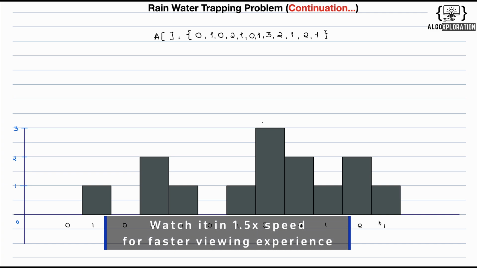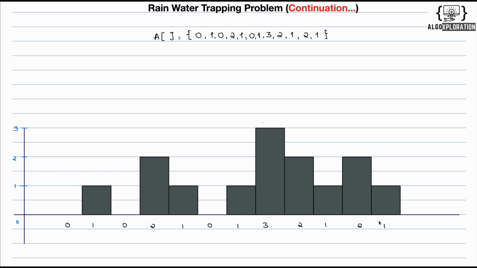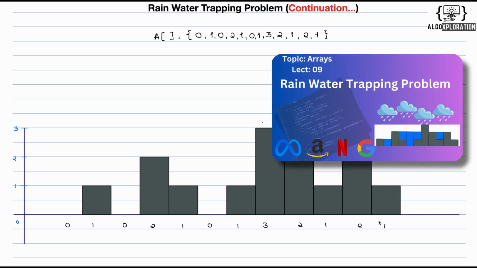In today's lecture we will continue the rainwater trapping problem. In the previous lecture I showed you two approaches to solve this problem. In this lecture I'm going to show you the third approach, the optimized one, which will take time complexity of order of n and space complexity of order of 1, that is constant. So I recommend you to please watch the previous lecture.